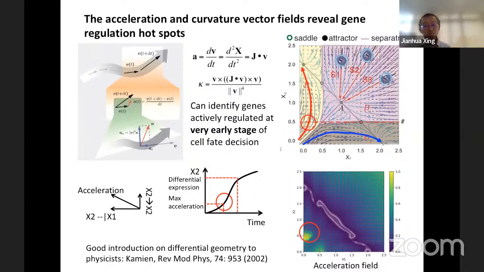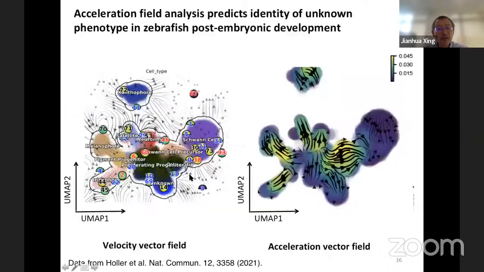Okay, thank you. So this toy model shows how acceleration analysis can identify events earlier, before you have detectable markers. Here is a real example: zebrafish post-embryonic development. This is single-cell RNA-seq data represented in UMAP space, and this is the vector field. Those are attractors corresponding to differentiated states, and this is the progenitor cells.